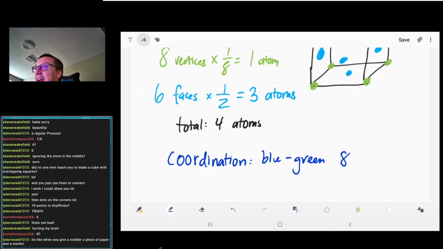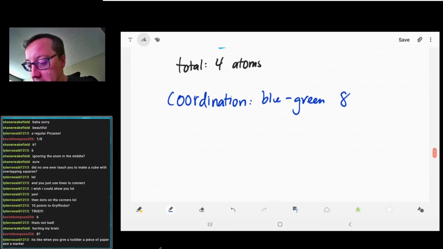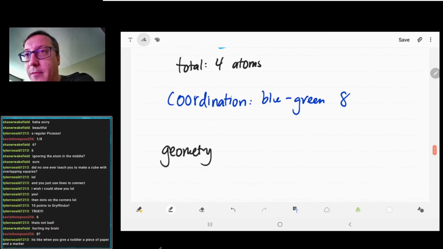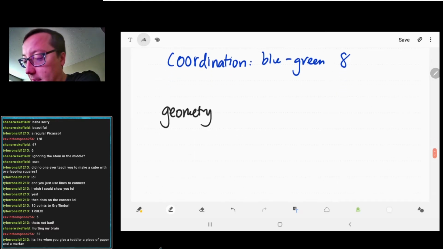If we're looking at green to green, we're going to have 6. If we're looking at blue to blue, it's going to be, I don't remember. Who cares? Let's just look at blue to green. All right. Now I'm upset, so we're going to have to do geometry time. Let's go back to our simple cubic structure.